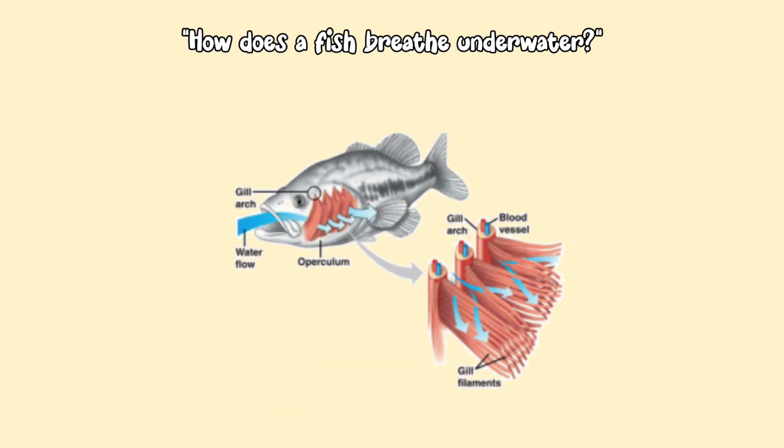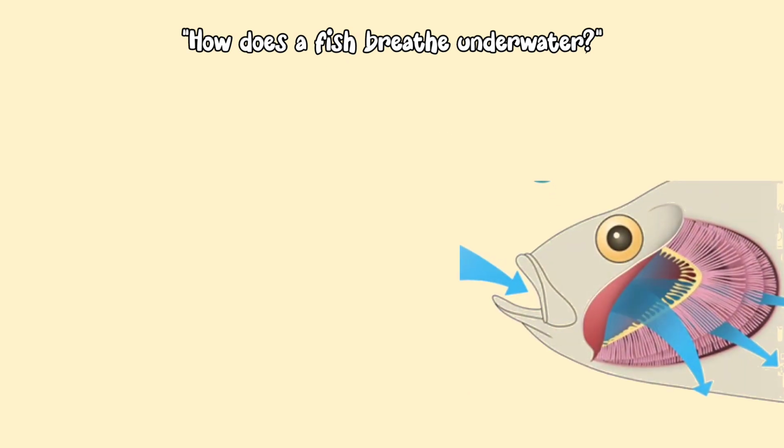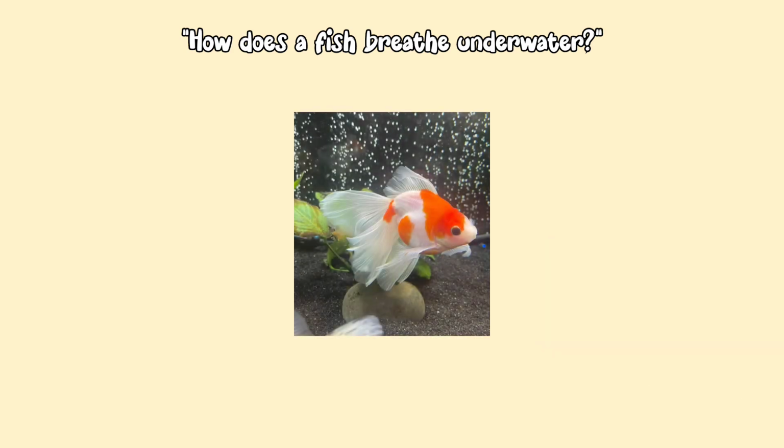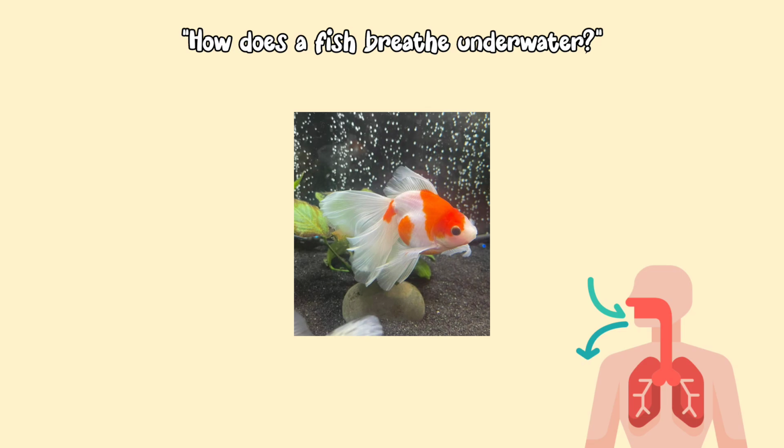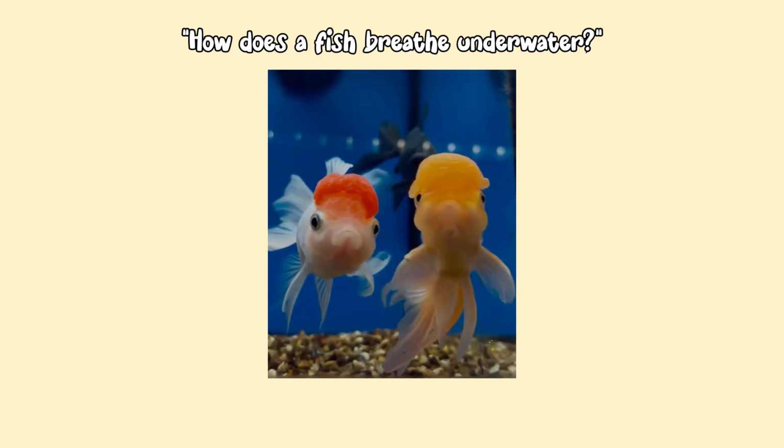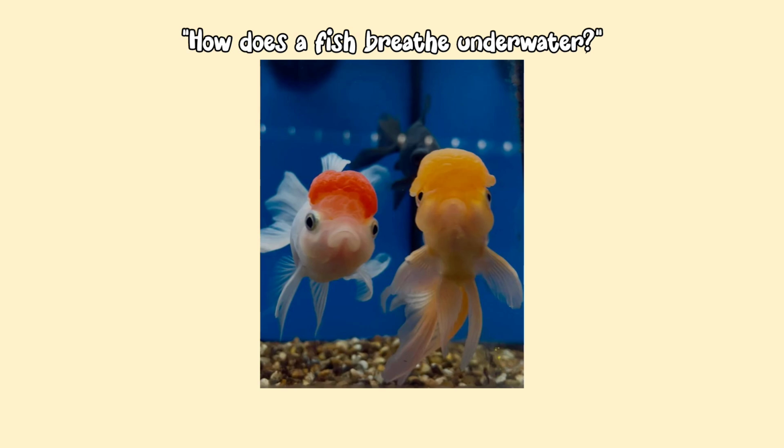When a fish opens its mouth, water flows in and passes over the gills. At that moment, a gas exchange takes place. Oxygen from the water diffuses into the blood, while carbon dioxide from the blood diffuses out into the water. This process is almost identical to what happens in our lungs. We inhale oxygen and exhale carbon dioxide. Fish do the exact same thing, just with a different system.